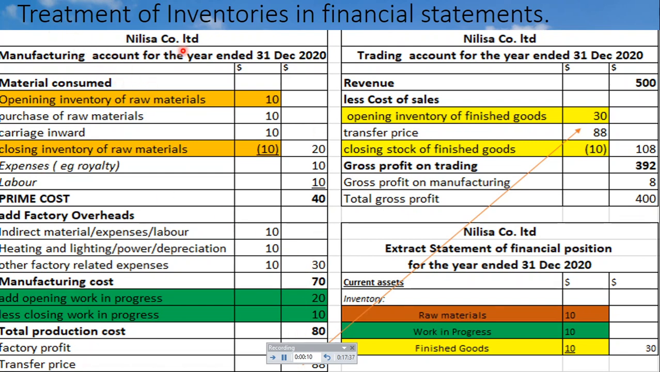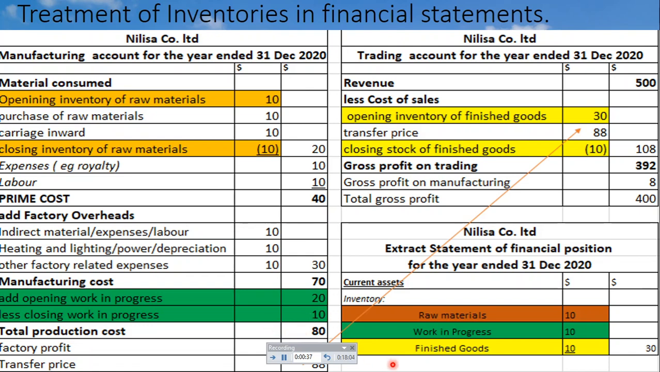So this is our manufacturing account. If you look at the end down here, we have the manufacturing cost of 70. The manufacturing cost of 70 is obtained by adding your prime cost 40 plus factory overheads 30. 40 plus 30 gives you 70. That's your manufacturing cost. Then we adjust the work in progress and we get a total production cost.